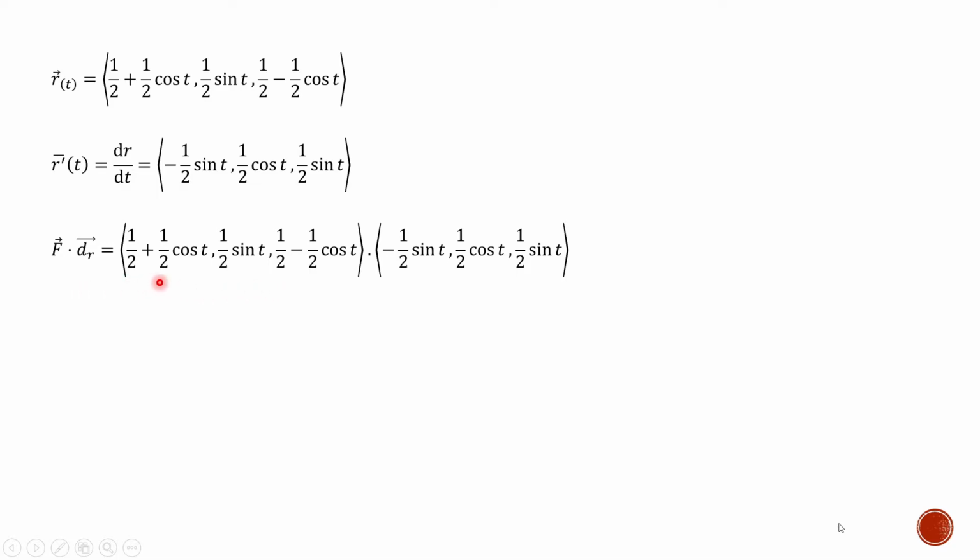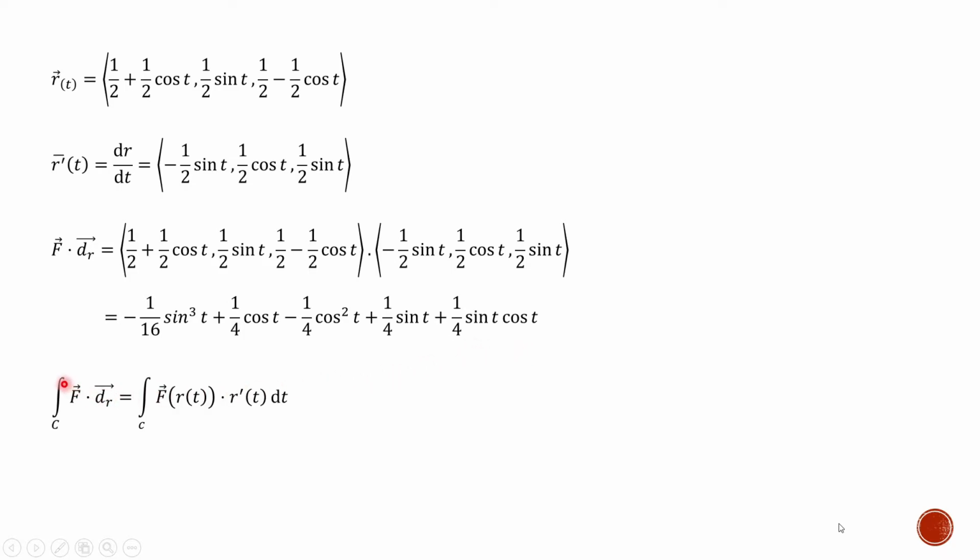So (1/2 + 1/2 cos t, 1/2 sin t, 1/2 − 1/2 cos t) dot (−1/2 sin t, 1/2 cos t, 1/2 sin t). When we calculate this F dot dr, we get −1/16 sin cubed t + 1/4 cos t − 1/4 cos squared t + 1/4 sin t + 1/4 sin t cos t. Then we have to calculate the work done using the formula given in the first slide.